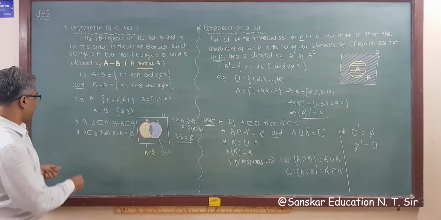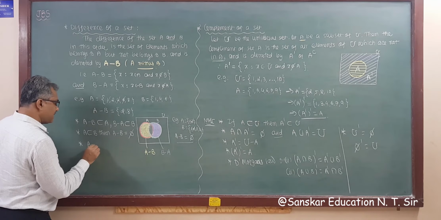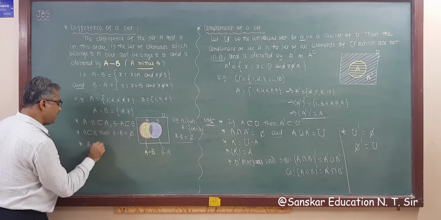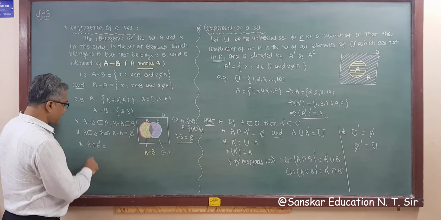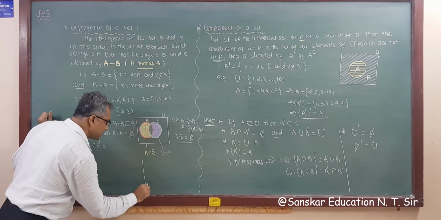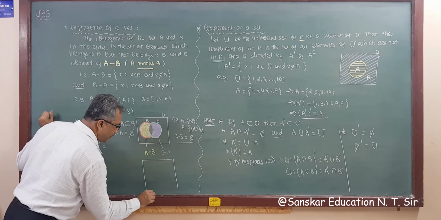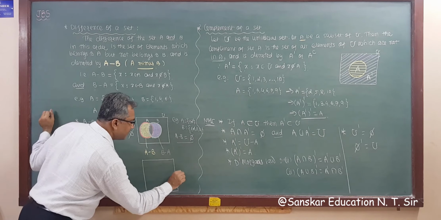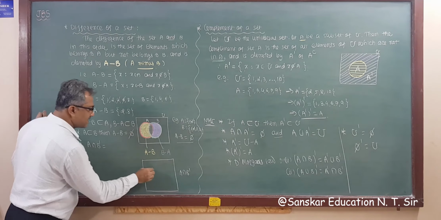Right? Now, I want to deduce another thing: A minus B, which is A intersection B dash. For that, I want to draw a Venn diagram. A intersection B dash looks like this. See, this is the Venn diagram for A intersection B dash. There is no space here, so I am writing here. This is A intersection B dash.